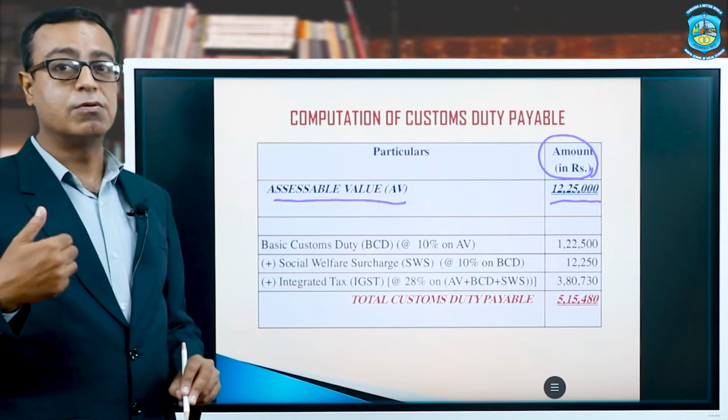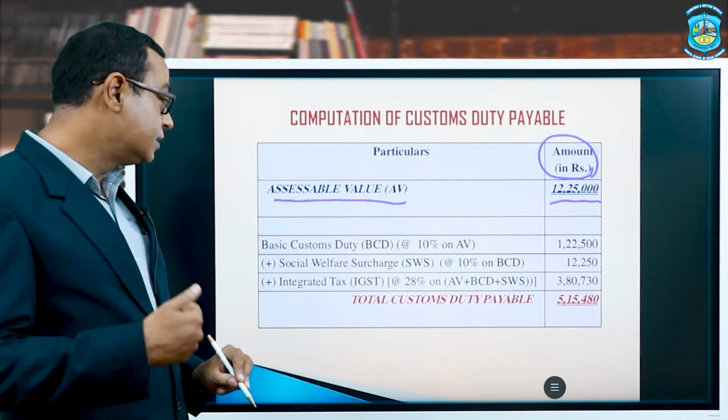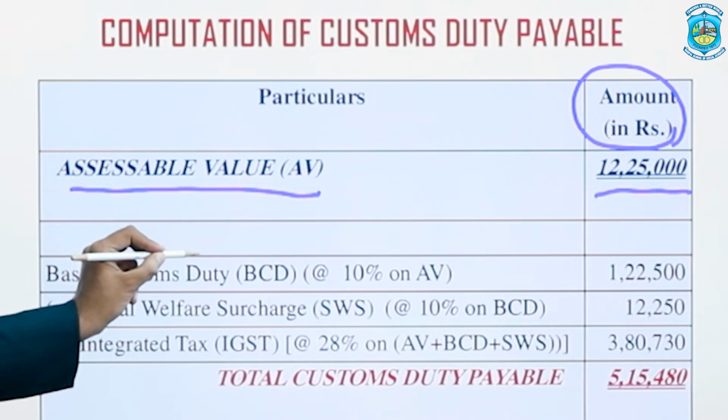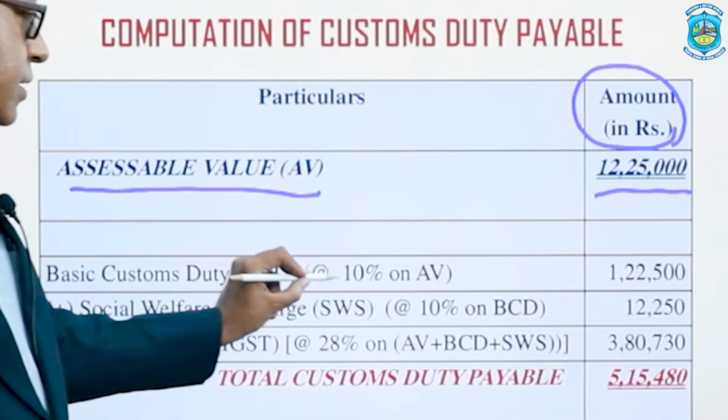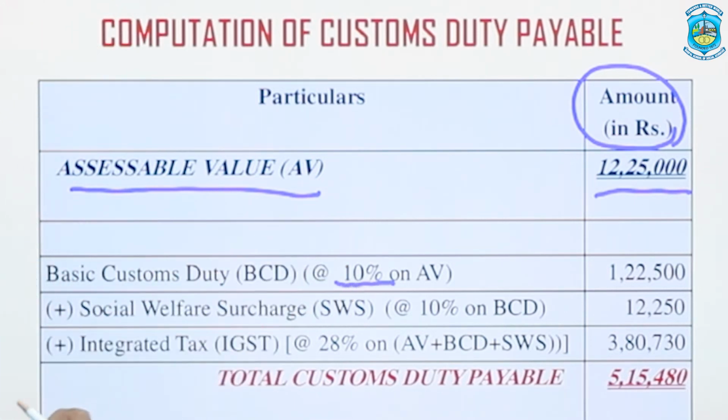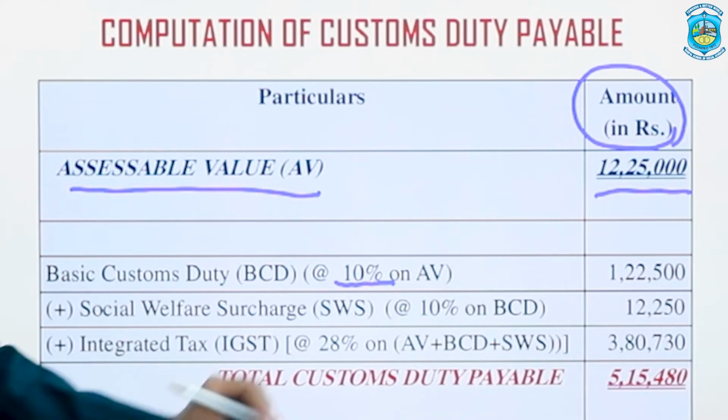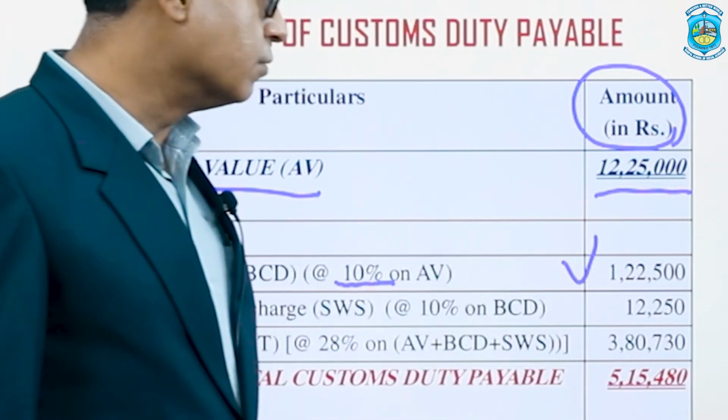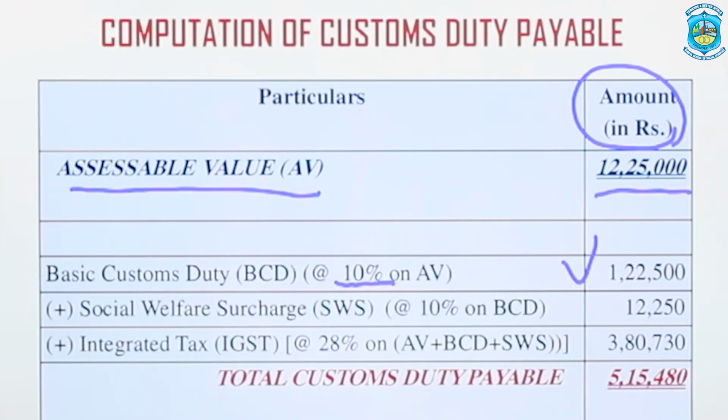First of all, we have to calculate BCD. BCD means basic customs duty. The rate we already have, it is 10%, and it is to be calculated on your assessable value. 10% of 12,25,000 will give you 1,22,500. The basic customs duty starts from 5%, and the upper band is 20%, but in this question we have already mentioned it is 10%.